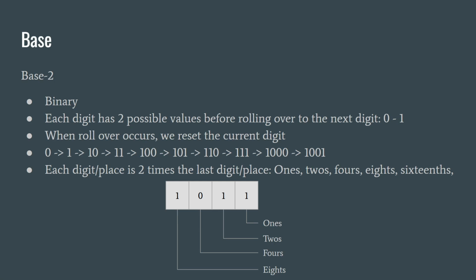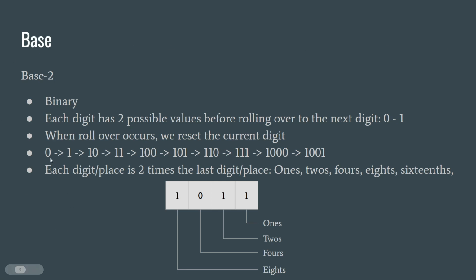All right, so now the promise. Let's work with a different base. We're going to work in base 2 first. Base 2 is called binary. So in base 2, just like base 10, each digit has 2 possible values instead of 10 possible values before it rolls over. And the digits are 0 and 1. When a rollover occurs, it resets the current digit or place and increments the next one, just like we did in base 10. Works identically.